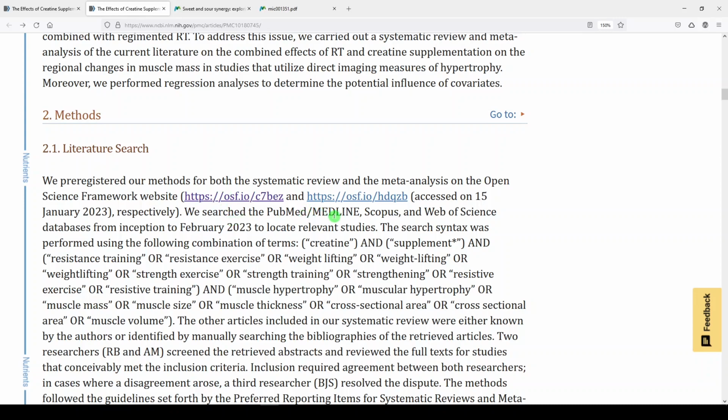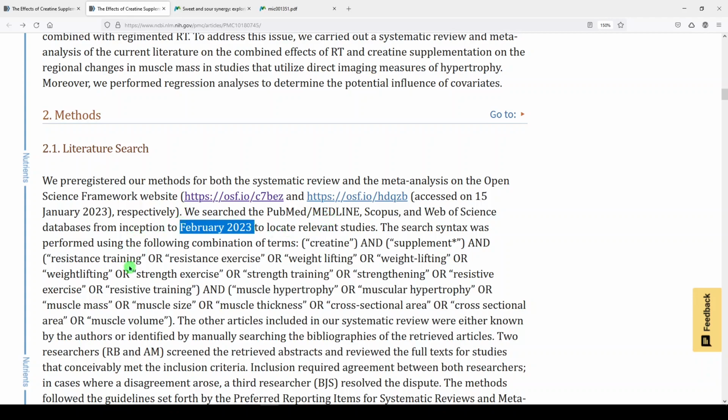They searched PubMed Medline. Medline's the major component of PubMed. That makes sense. Scopus. Web of Science. Remember that Web of Science is a platform for many different databases, and it really depends on your institution what you have access to. From inception, okay, that's okay to say that now. Since the Prisma Update 2020, we no longer ask for dates of inception. We just say from inception to February 2023. I would prefer to see a day. We always want a day to locate relevant studies.